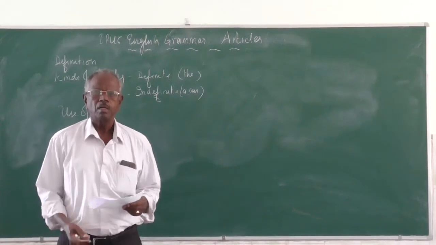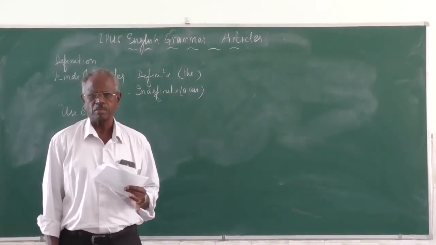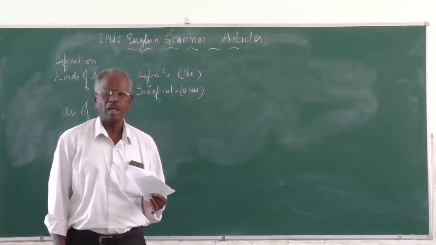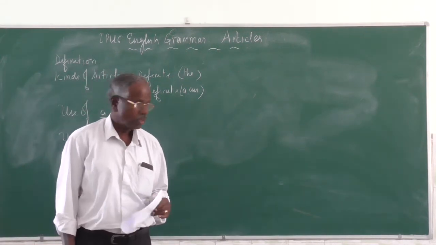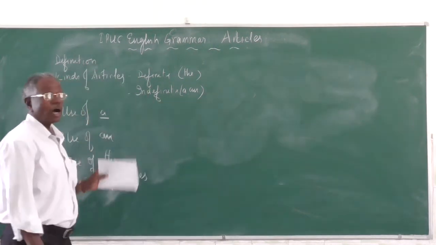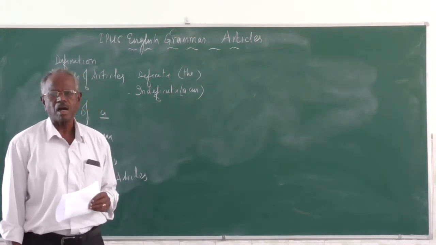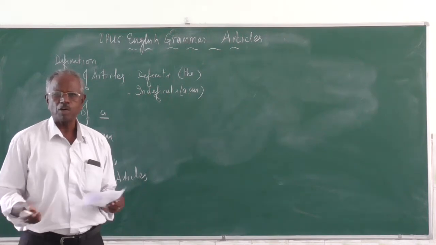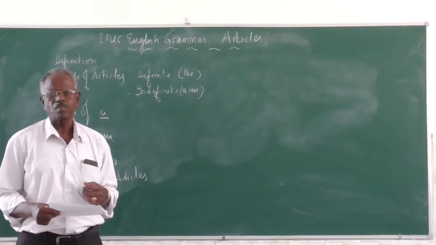Students, today I take the first PU grammar, the first unit, that is articles. You might have studied in the high school itself, articles, that is a and the. They are called articles. Definition: articles are demonstrative adjectives. See, adjective is a word which qualifies a noun, but there are different kinds of adjectives.